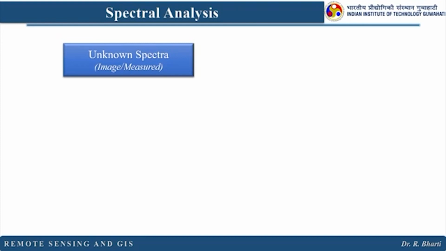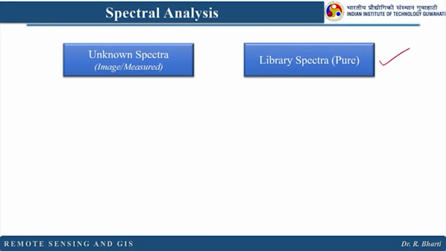Now you want to identify the composition of that spectral signature. Is there any other way, using this library spectra? So what we will do is refer to this library spectra, where we have already identified the pure materials and generated the reflected or emitted spectra, right.